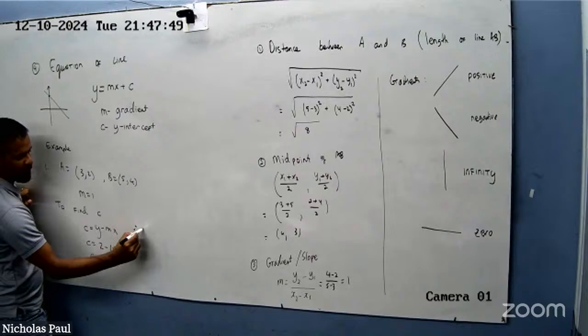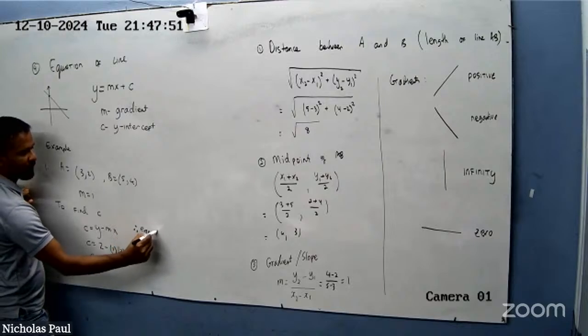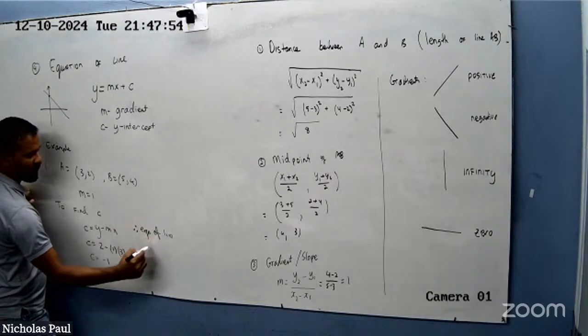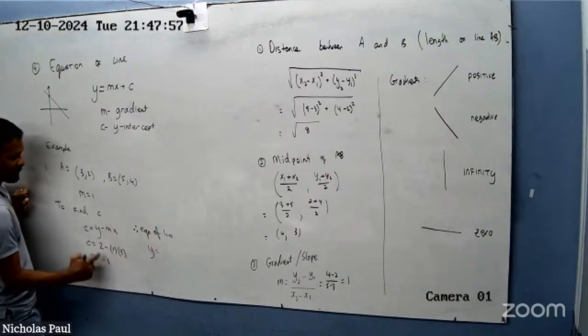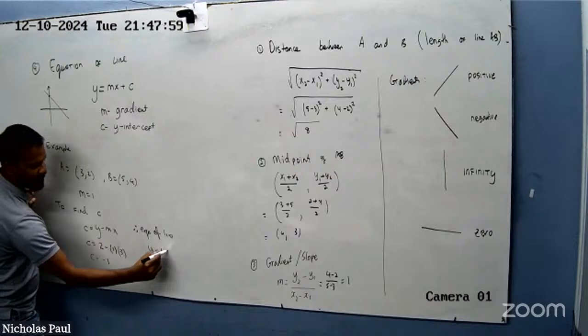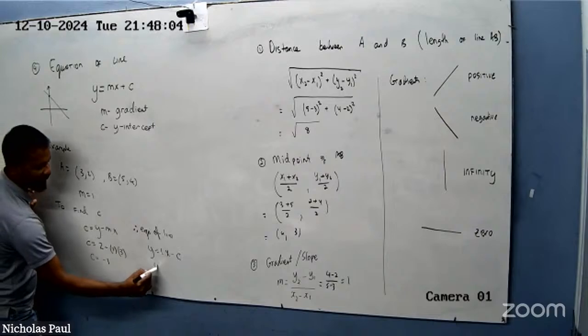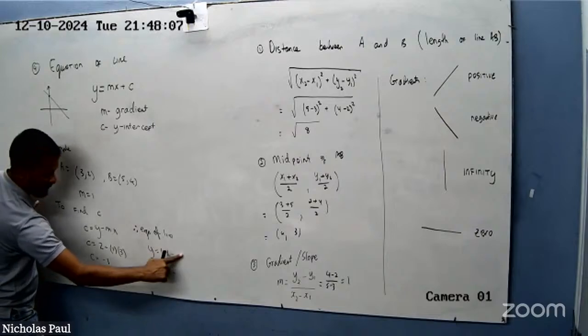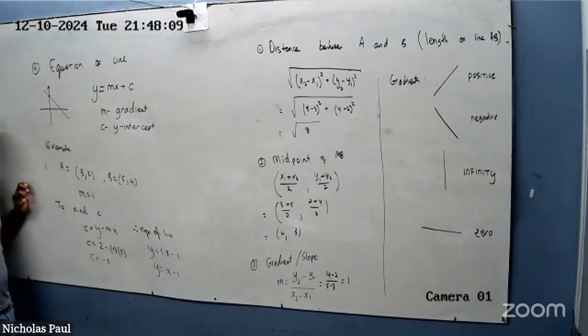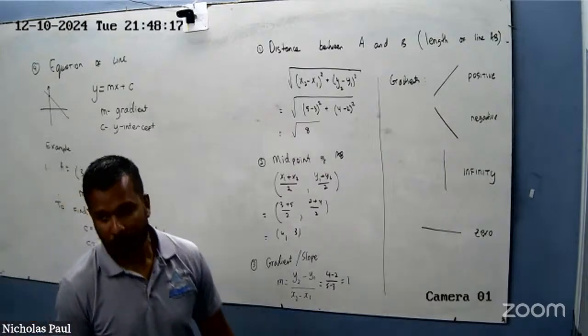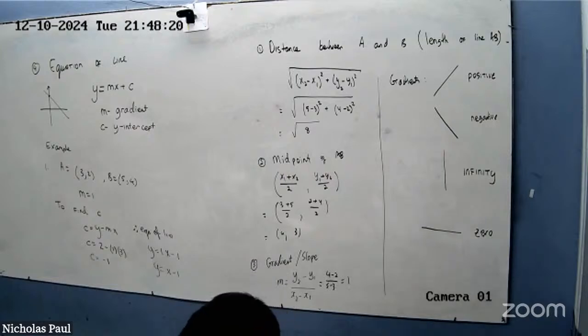Therefore, the equation of the line is y is equal to m, then you write x, then you write c. So your answer is y is equal to x minus 1. That is the equation of the line. Okay with that? Copy down quick.